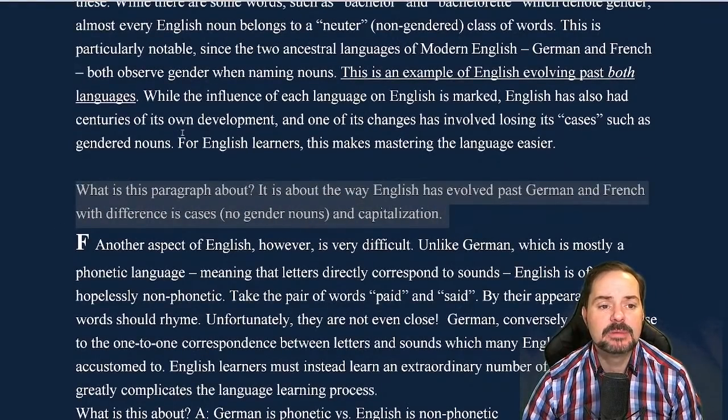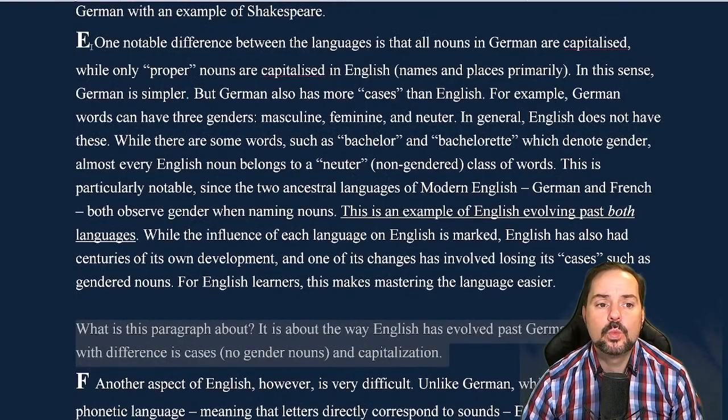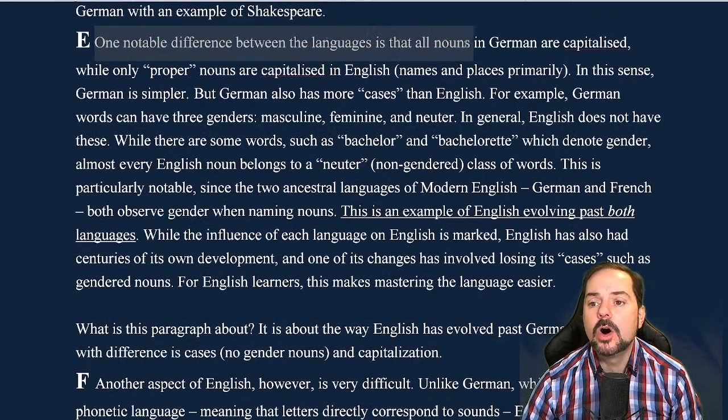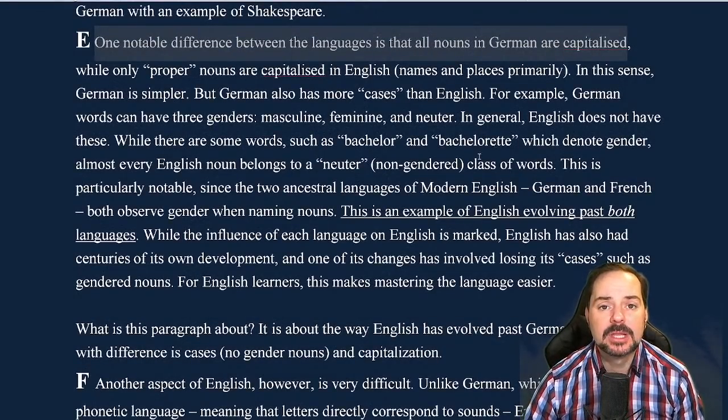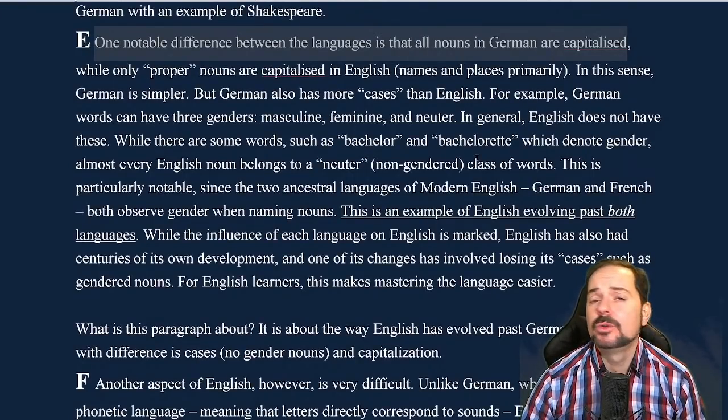Remember this paragraph, paragraph E? It says one notable difference is that all nouns in German are capitalized. So you put a capital for every noun in German. But in English, you only do it for names and places, right? Okay, so that's the answer there.